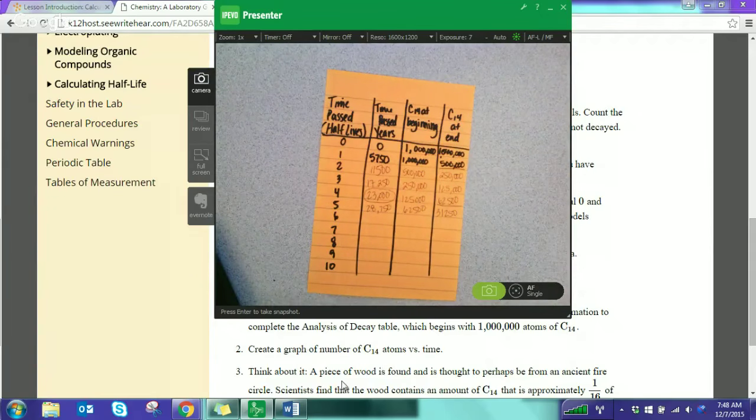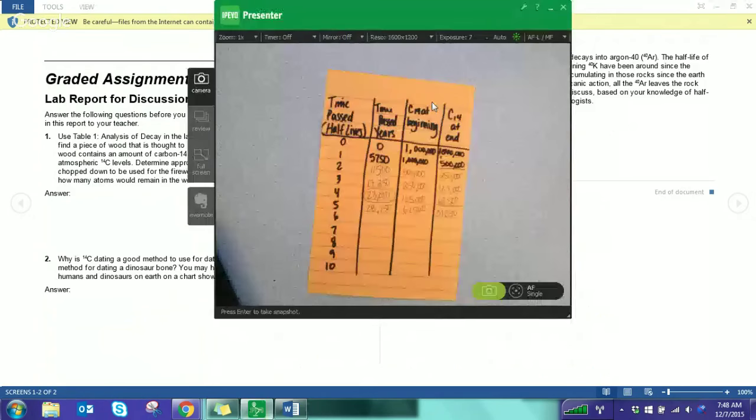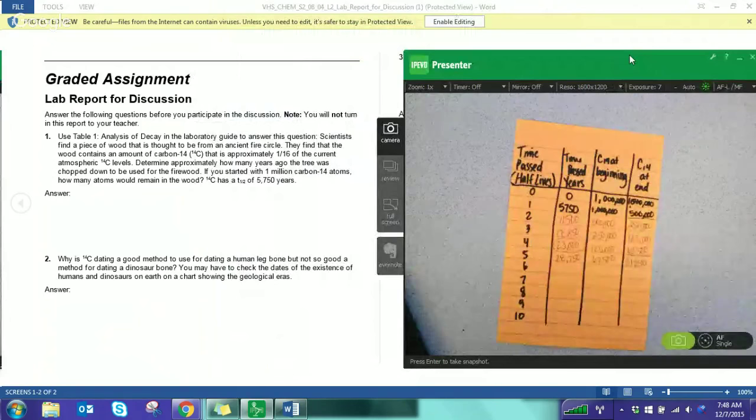So that brings us to the lab questions. This first question, number 1, definitely is going to play into that table that we were talking about here. So this table. Okay, so use table 1.